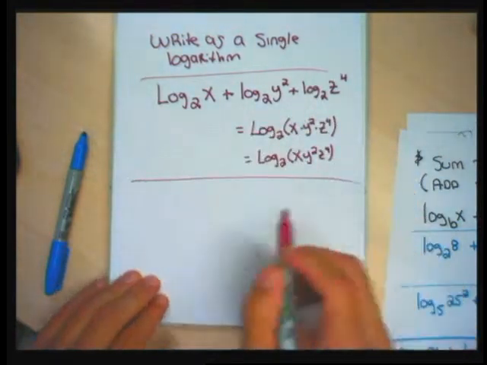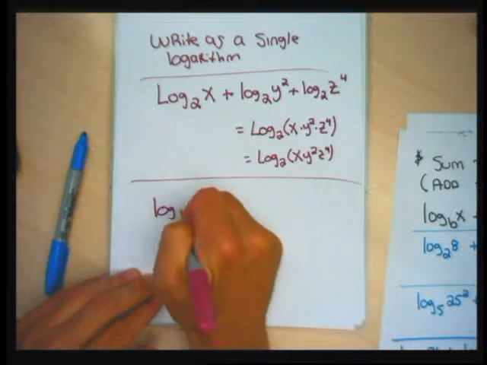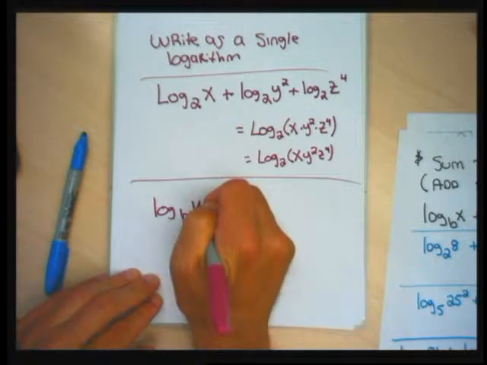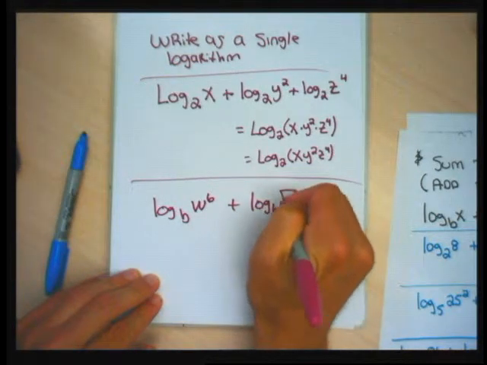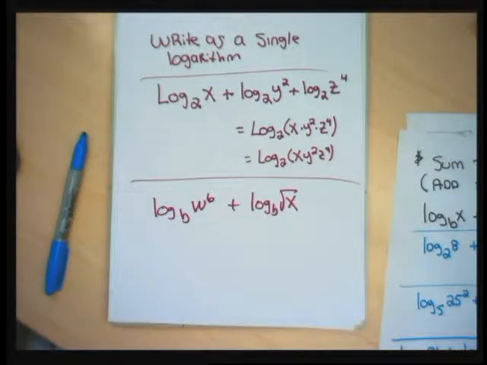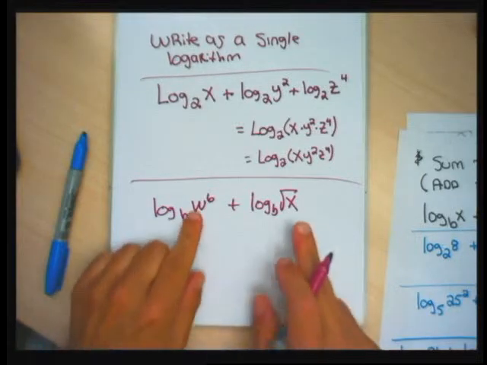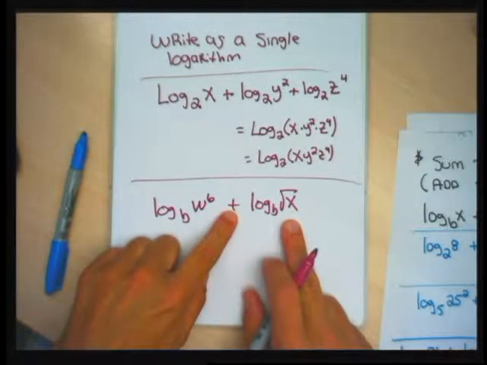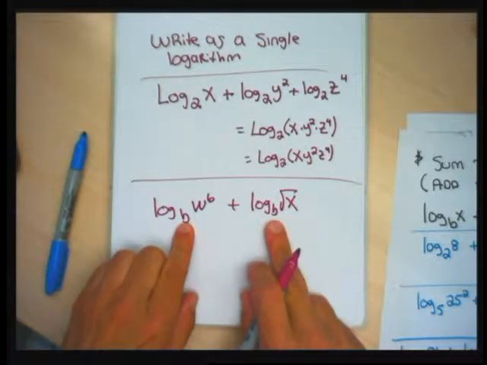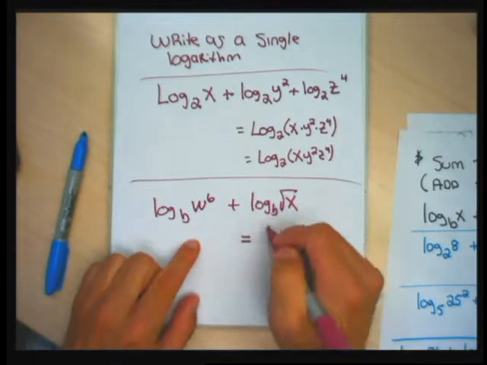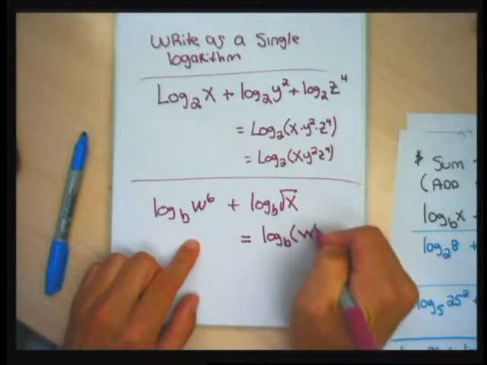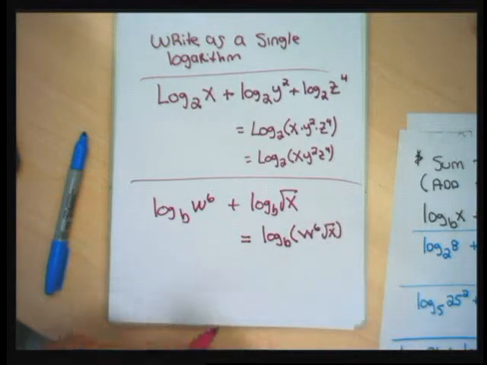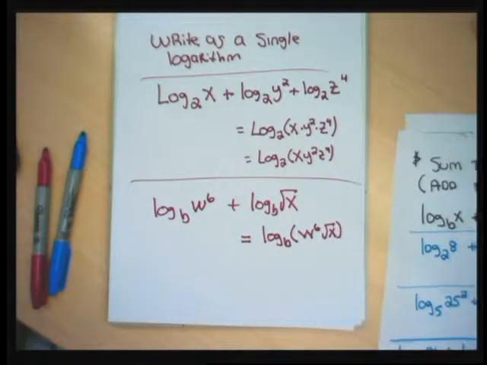And if I gave you something like this, the log base b of w to the 6th power plus the log base b of the square root of x, I can still write this as a single logarithm because it doesn't matter how complicated the argument of the logarithm is. If I have two logarithms being added and their bases are the same, I can use the sum to product rule to rewrite those two logarithms as one logarithm. So that's one direction we're going to use the rule.